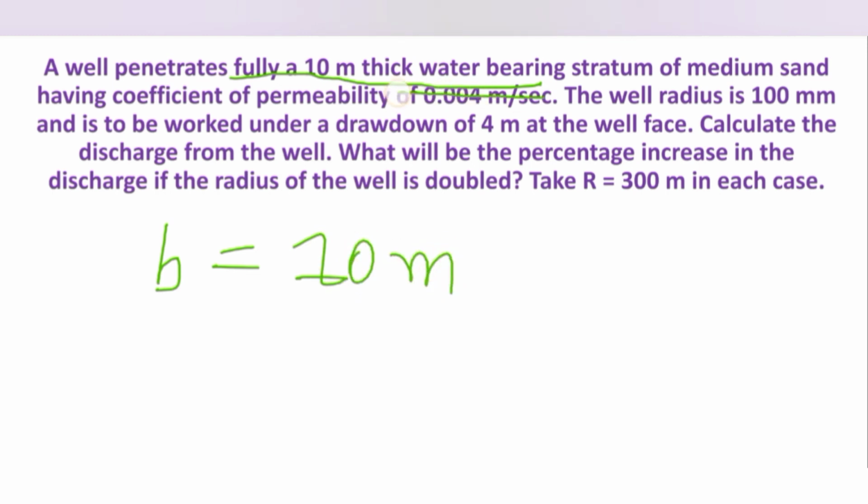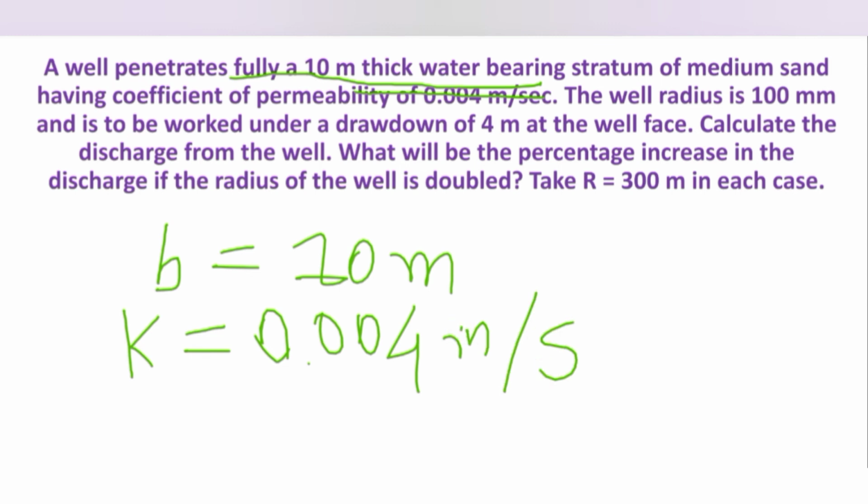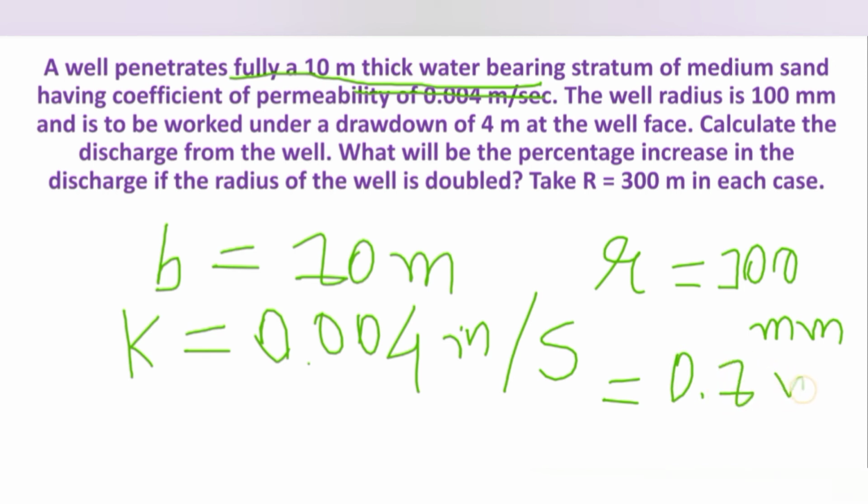The coefficient of permeability is 0.004 meter per second. That is K is equal to 0.004 meter per second. The well radius is 100 mm. So r is equal to 100 mm, and if I write it in meter, then it will be 100 divided by 1000, so 0.1 meter. Drawdown is 4 meter. That is S is equal to 4 meter.